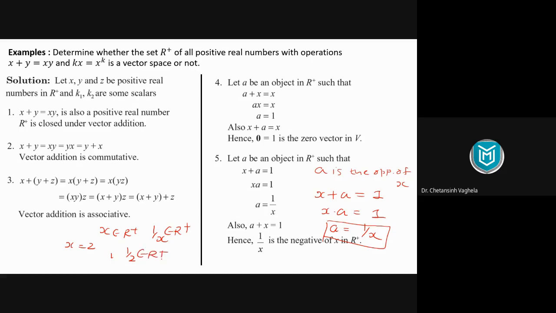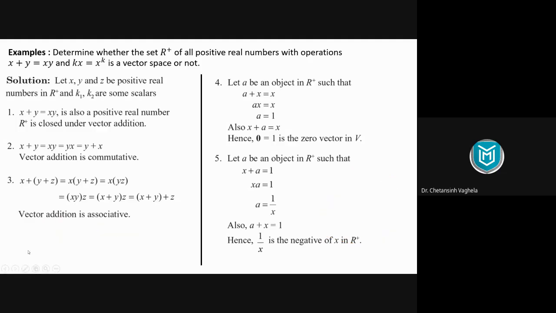So if x equal to 2 is part of R plus, then 1 upon 2 is also part of R plus. Right? That means for every object x, we have an opposite element 1 upon x, and it is also part of R plus. So for every object x, there exists an opposite object 1 upon x in our set R plus. So condition 4 and condition 5 both are satisfied for the addition operation. Right? So half the part is done, 50% is done.